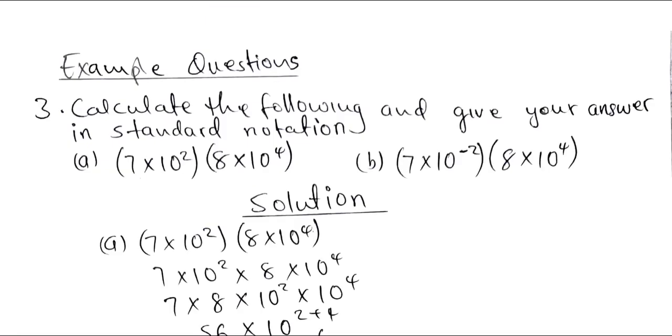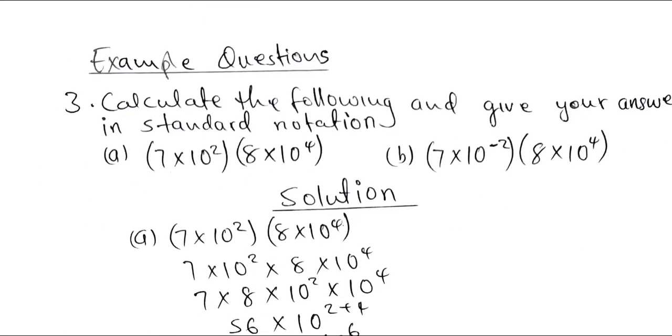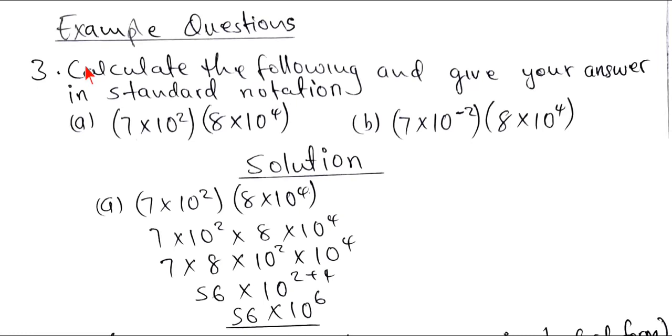Okay, example questions. Calculate the following and give your answer in standard form. The first question is this one, the second question is this one. From the first one, 7 times 10 exponent 2, 8 times 10 exponent 4. This one doesn't have any sign here, which means there's multiplication. So we can write 7 times 10 exponent 2, this one, times 8 times 10 exponent 4.